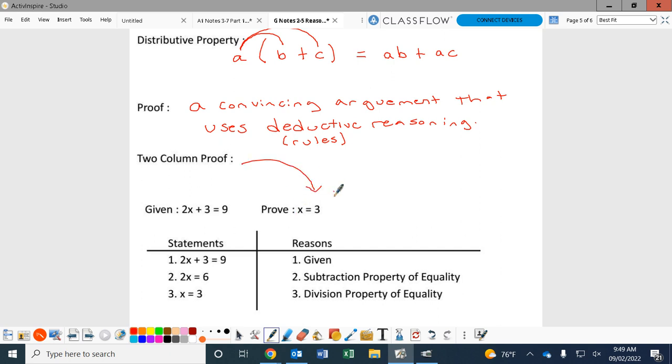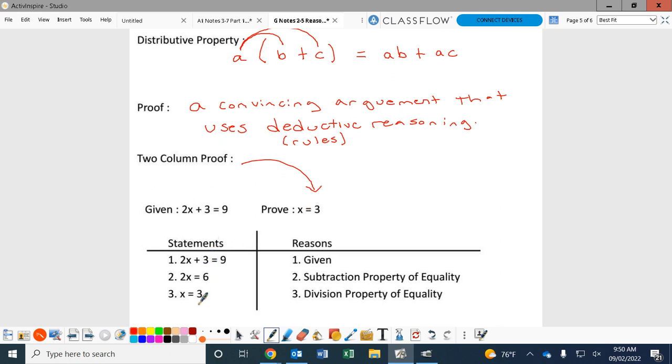This is what it looks like. It's going to have a given statement. It's going to have a proof. It's going to have a list of statements here and a list of reasons. Okay? On this problem, starting off right here, 2x plus 3 equals 9. That's the given. That's the equation in this case. What we're trying to do is solve it to prove that x equals 3. And this is the process that we go through to get there.